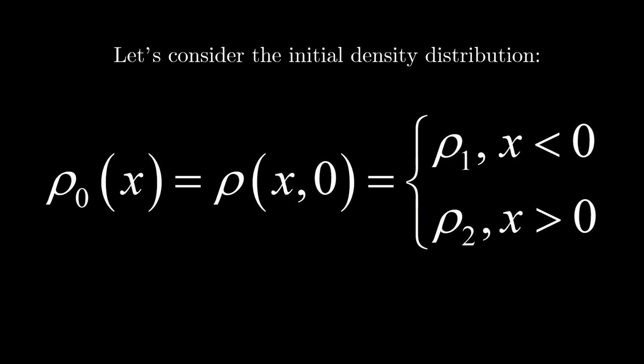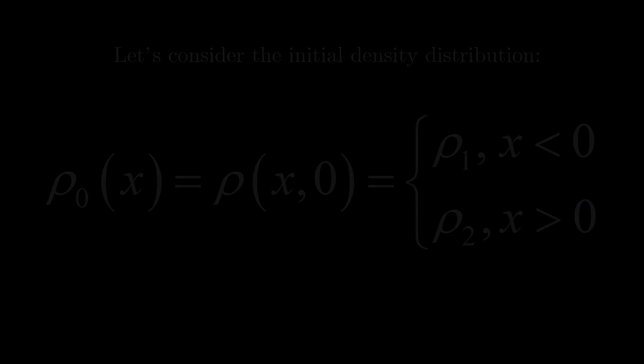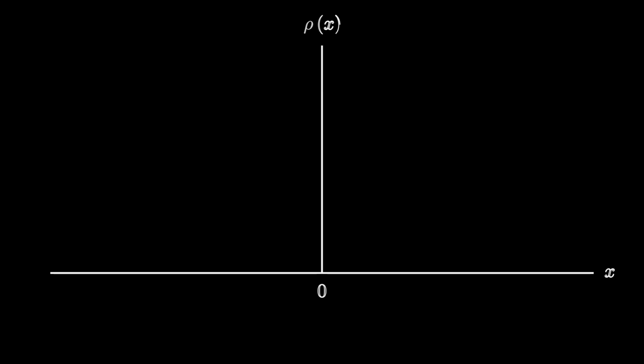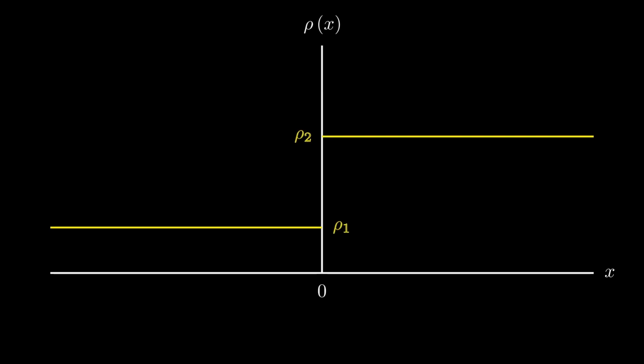Let's consider this initial traffic distribution. So just like before, rho 0 is piecewise defined. This time left of the y-axis we've got some density rho 1, and right of the y-axis we've got another density rho 2, which is larger than rho 1. This is another situation of light traffic heading to heavier traffic, perhaps a simple one, so let's study the evolution of this situation. I think you get the gist of things now.